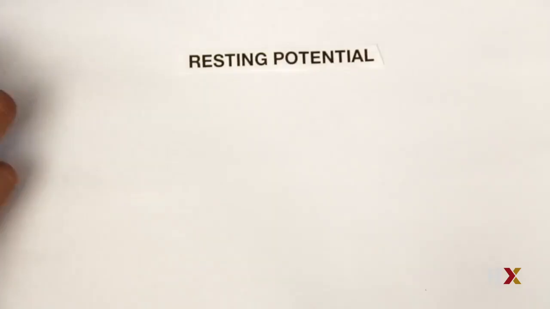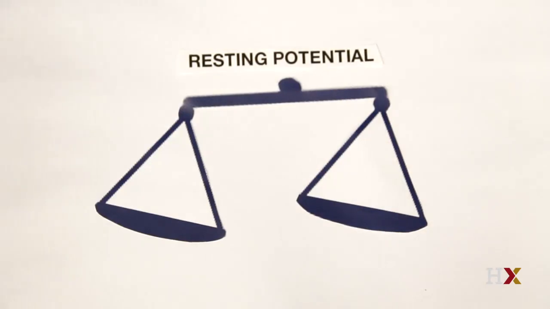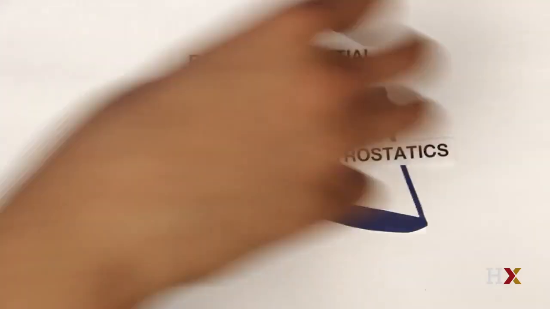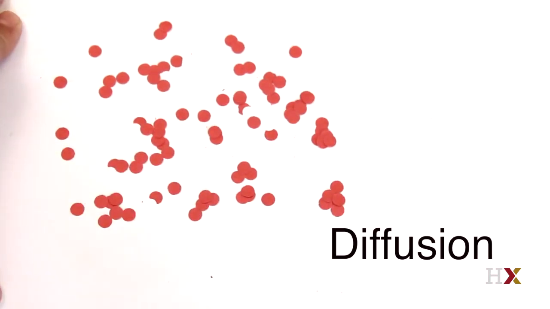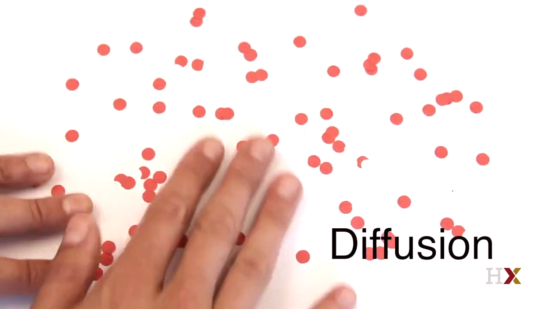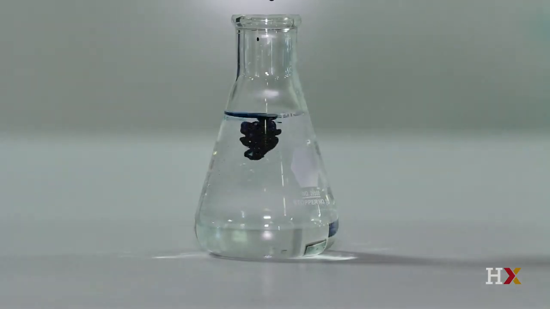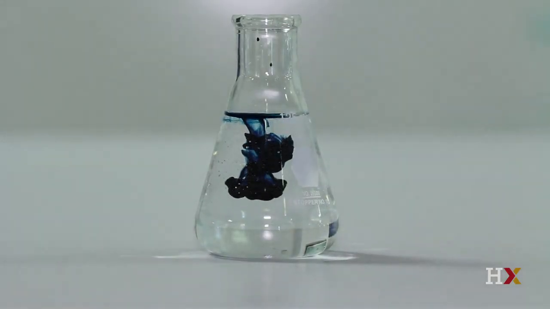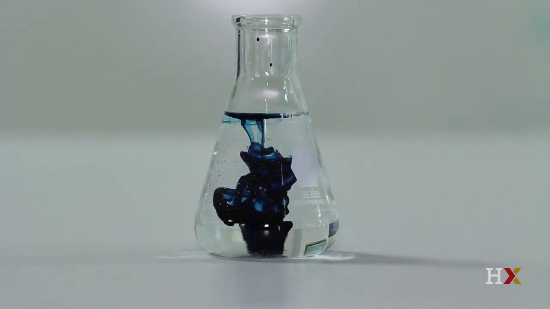If we want to understand the resting potential, we need to first introduce two basic phenomena in nature: diffusion and electrostatics. Diffusion is the process by which particles spread out or mix, for instance in a solution. Here I'll take a bit of dye and a beaker filled with water. I drop a bit of dye into the beaker and I wait.